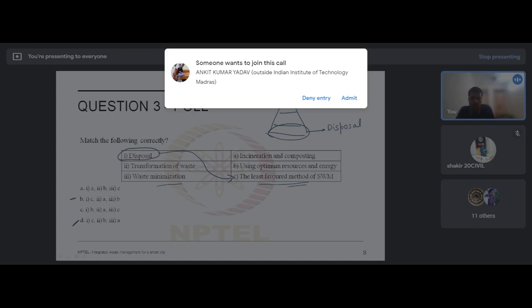So we have transformation of waste, and also we have waste minimization.